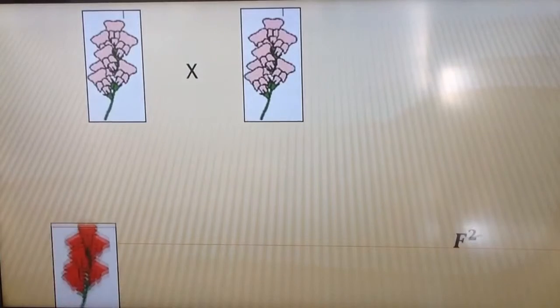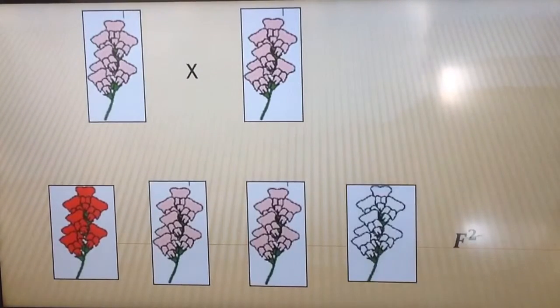Further, when F1 individuals were selfed, the F2 generation was obtained where a ratio of 1:2:1 is obtained between red flower, pink flower as well as white flower. That was the F2 generation. Such an inheritance where there is a blending of the characters is called blended inheritance. So that is seen in case of Mirabilis jalapa as well as Antirrhinum majus.